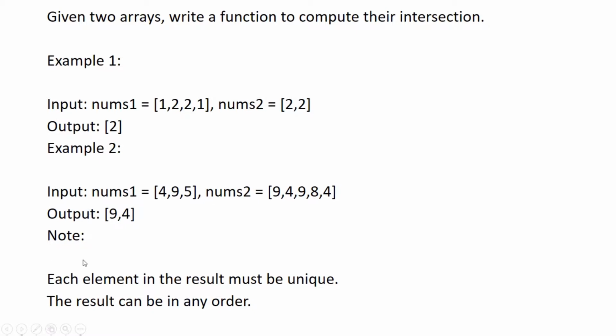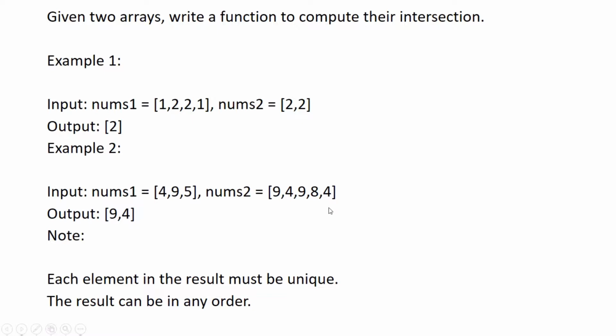But we have a restriction on our result. Each element in our result must be unique. That is, for instance, here we cannot have 9 9 9 4 4 4, so it must be unique. But our result can be in any order. It can be 9 4 or 4 9.